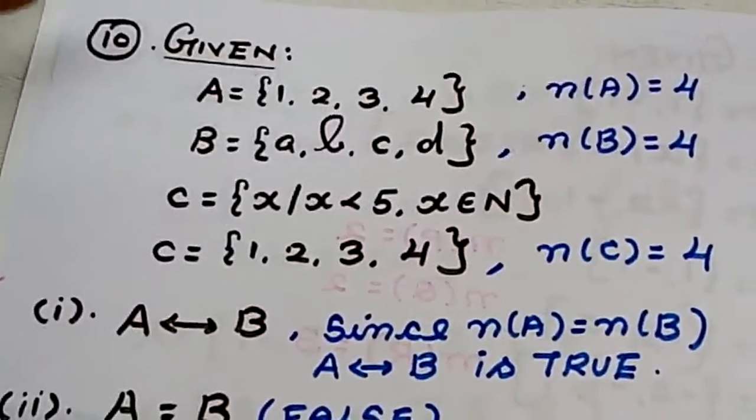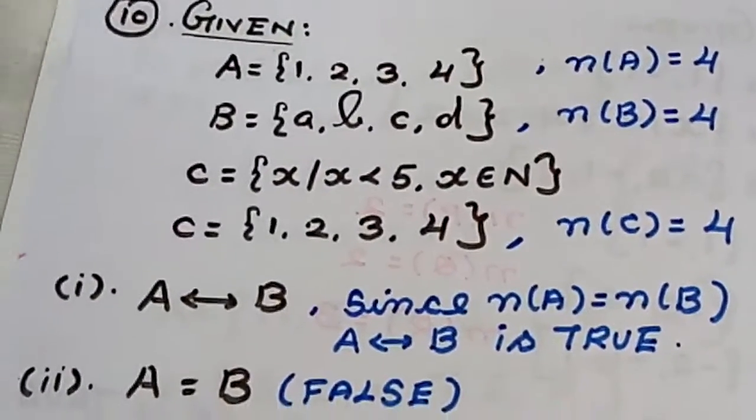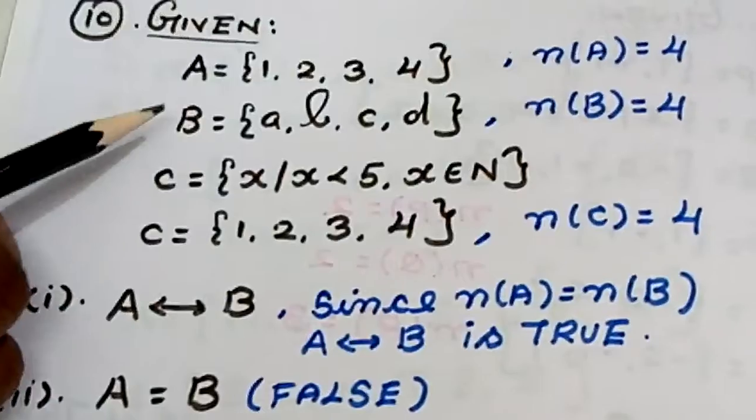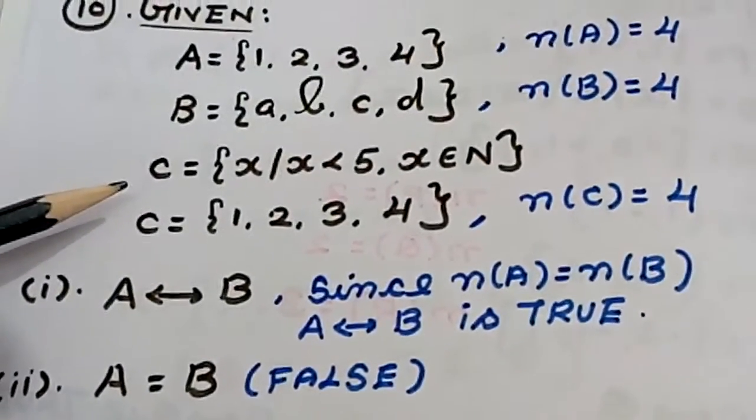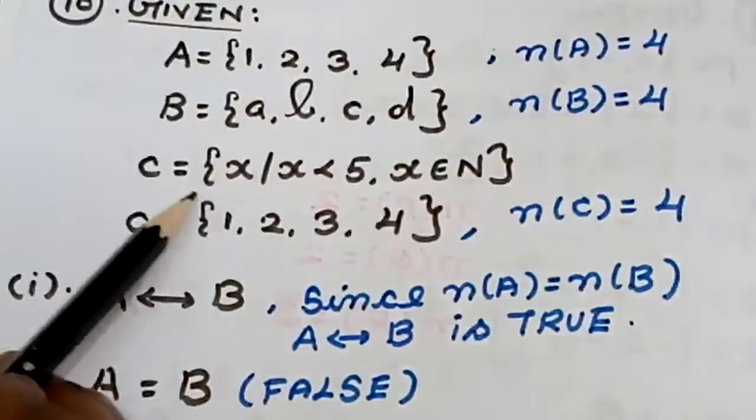Here they are given you 3 sets, A, B and C. A, B no problem, they are given you as elements itself. But in C, we have to find the element. So what is the condition given here?